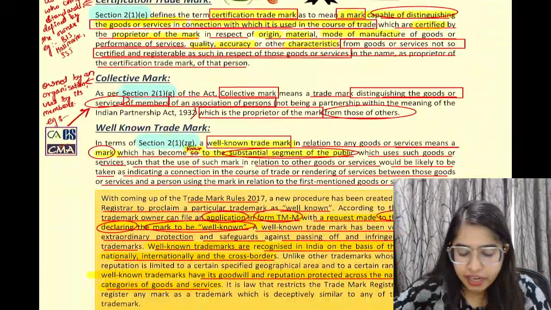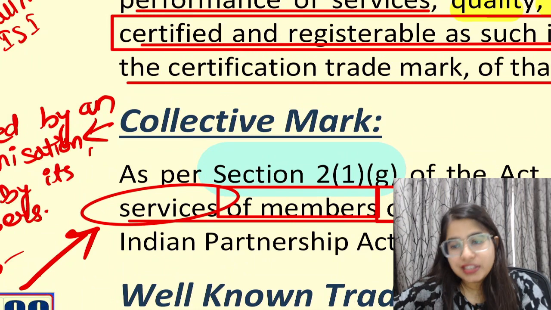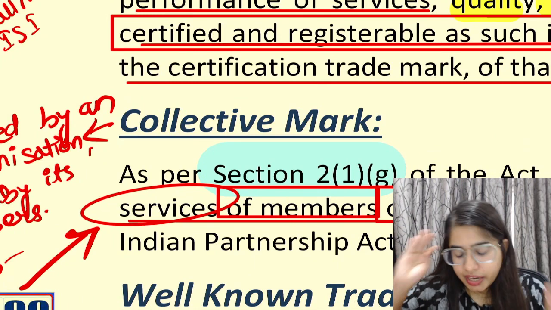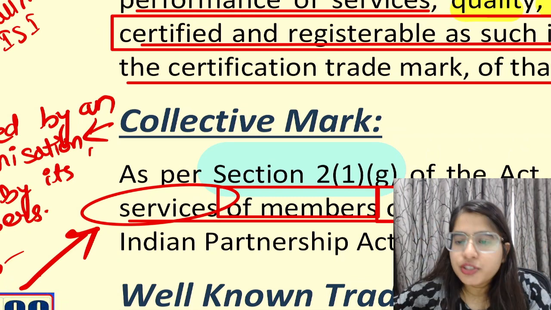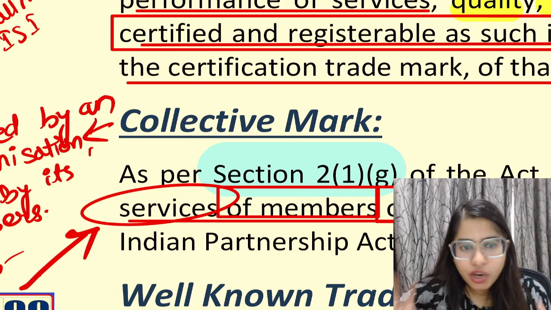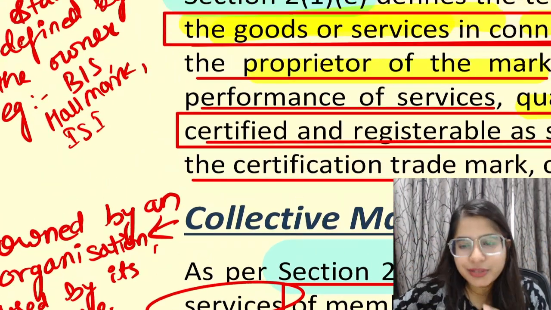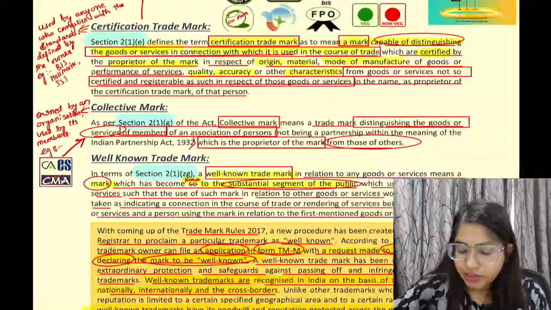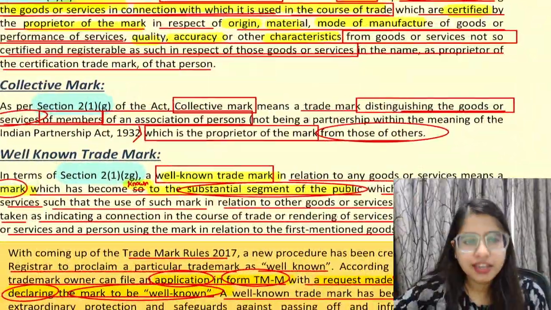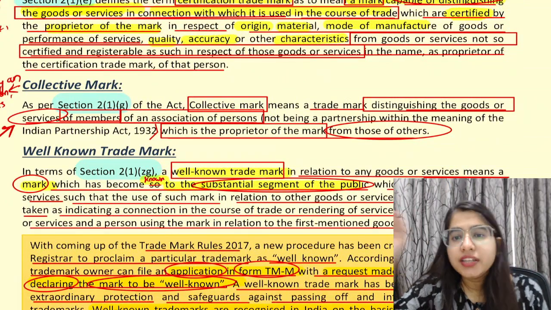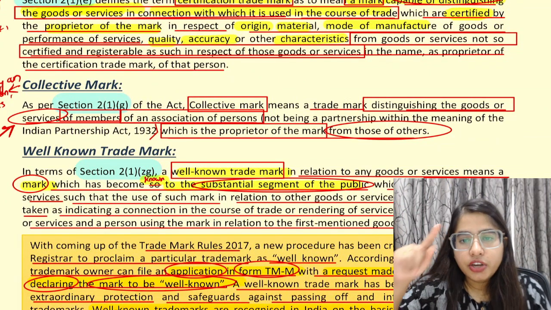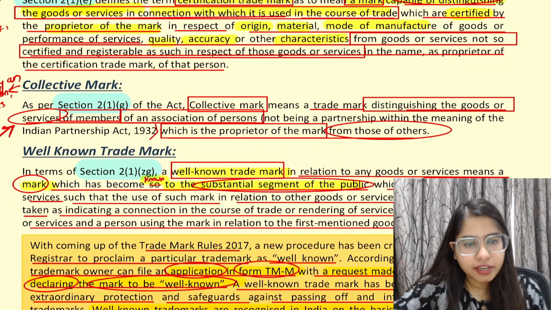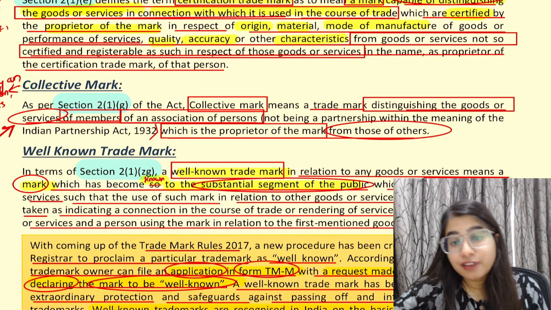Now, next, I will tell you collective mark. Listen very carefully, it is something new for you, but I'll try to explain this topic so that you understand clearly what a collective mark is. Do let me know whether you are able to understand or not. Let's read the material. Collective mark means a trademark distinguishing goods and services of members of an association of persons, not being a partnership within the meaning of the Indian Partnership Act, which is the proprietor of the mark, from those of others.